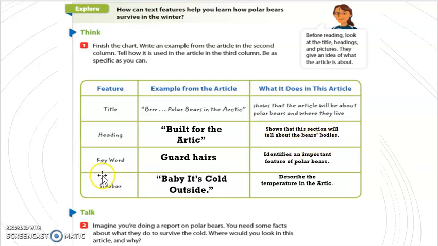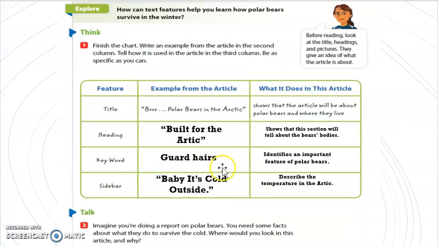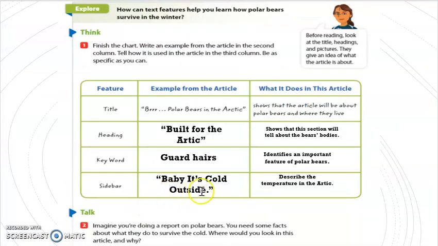For Built for the Arctic, what it does is that it shows this section will tell us about the bear's body. Now for key words, I chose guard hairs. If you chose the word den or even absorbs, that would be correct too. For guard hairs, what it does is it identifies an important feature of the polar bears. And then the sidebar, well, I only saw that one. Did you choose this one? So did I. And that one was called Baby, It's Cold Outside. And it describes the temperature in the Arctic.